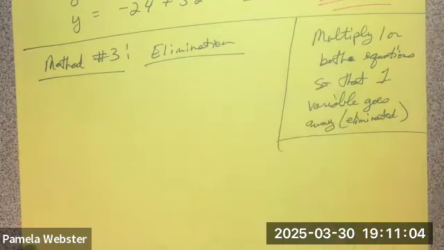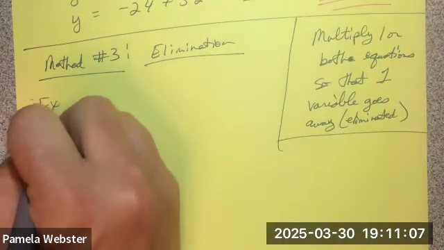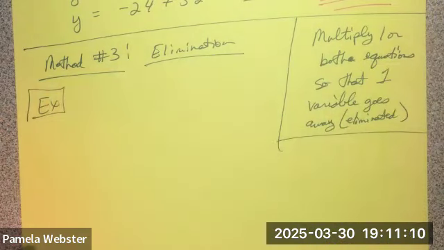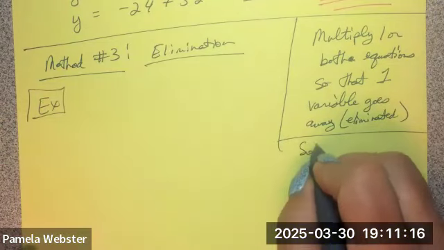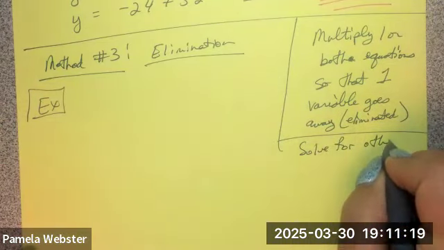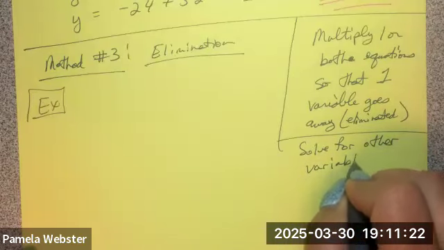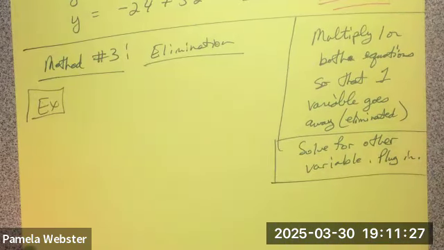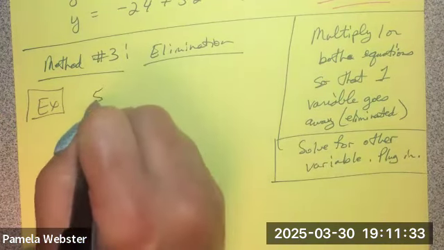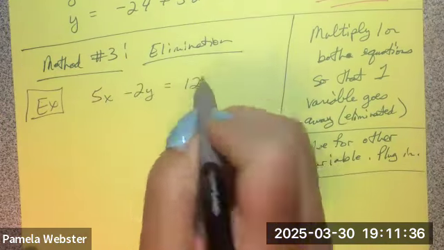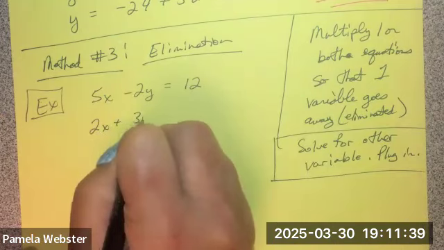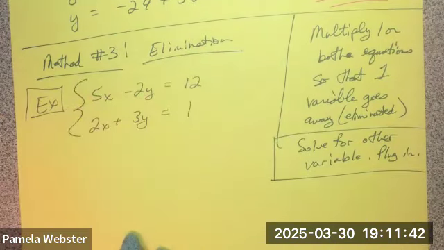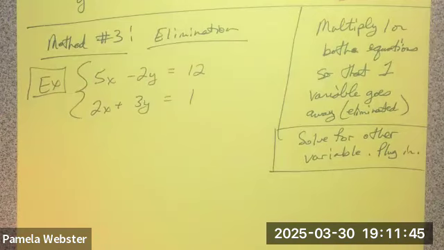Okay, so here's our example. So we're going to multiply one or both equations so that one of the variables goes away. And then we'll solve for the other variable. And then, of course, at the end, we have to plug in. So that process is going to be the same for all of this. Okay, so here we go. My example is 5x minus 2y equals 12 and 2x plus 3y equals 1. That's my system. And this is why I like elimination better.